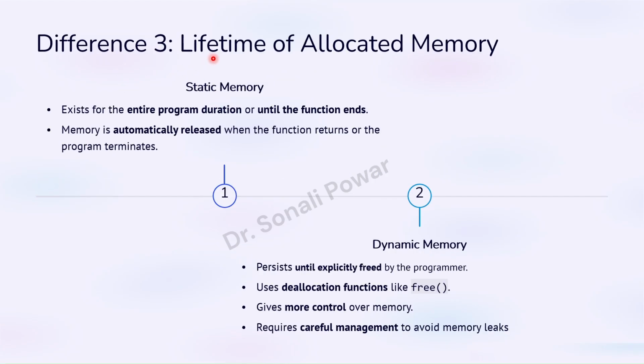Difference 3 is based on the lifetime of the allocated memory. In case of static allocation, if you declare any variable within a function, when the function completes its execution, the memory which is allocated for that variable is released automatically. But in case of dynamic memory allocation, you have to explicitly free that memory with the help of the free function.